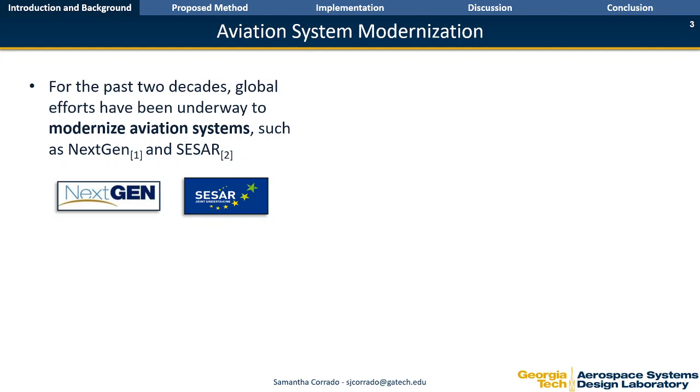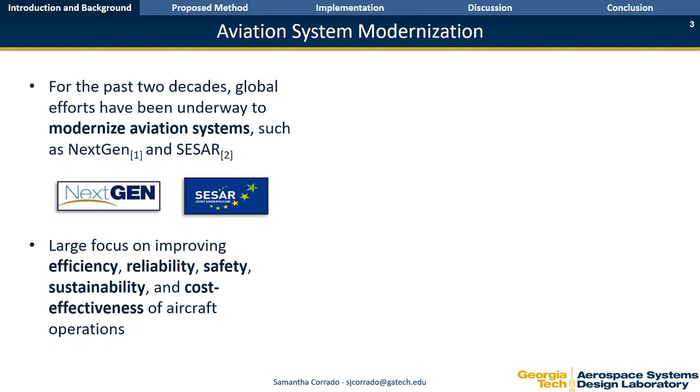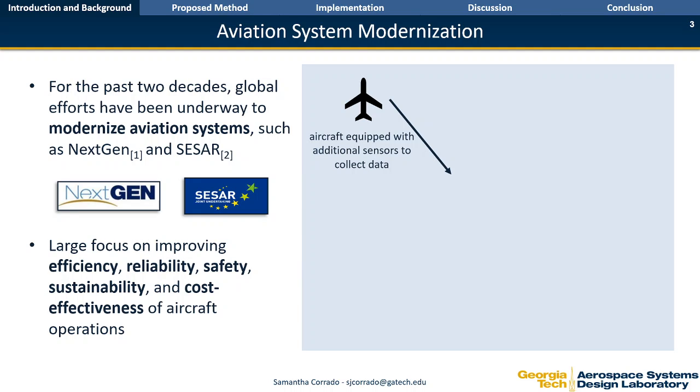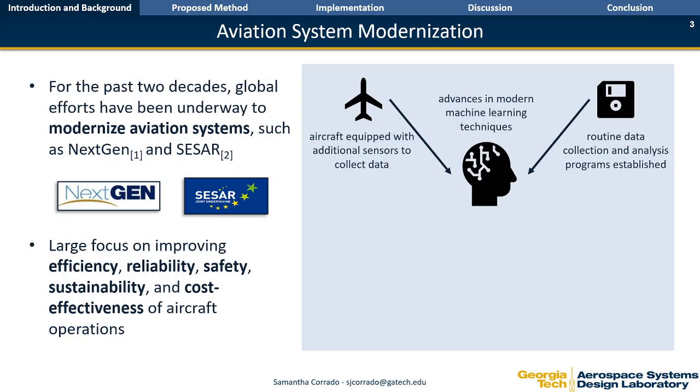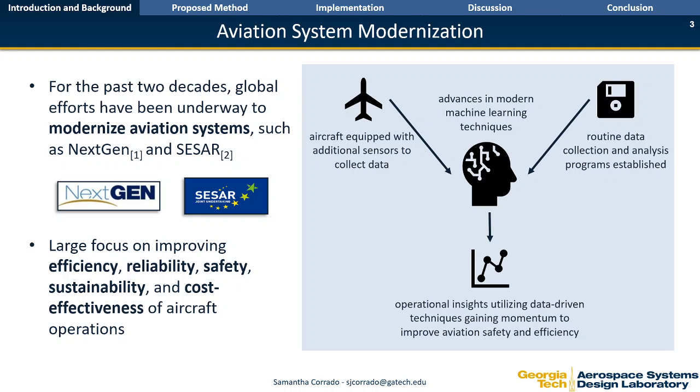These efforts include NextGen in the US and Cesar in Europe. These efforts primarily focus on improving the efficiency, reliability, safety, sustainability, and cost-effectiveness of aircraft operations. Today, aircraft are equipped with numerous sensors to collect a large amount of data for each flight. This has led to the establishment of structured routine data collection and analysis programs such as the Flight Operational Quality Assurance, or FOQA program. Considering as well the advances in modern machine learning techniques, operational insights using data-driven techniques have been gaining significant momentum to improve aviation safety and efficiency.